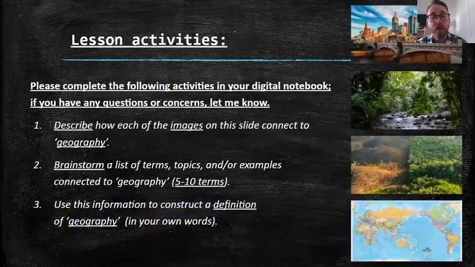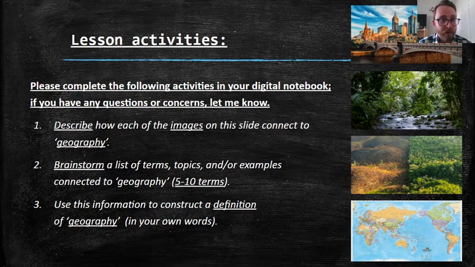But for now, just a quick little intro activity for you guys. Please complete the following activities in your digital notebook. Again, that's your history/geography notebook. If you have any questions or concerns, please let me know. So question 1, these 4 images on the right here, describe how each of these images on this slide connect to geography. So how does that image up there of the city of Melbourne, how does that image just below it of a forest environment, looks like a tropical forest. On the right there, we've got half a forest. Something's happened to the left side of that forest, who knows? And then we've got a map. So just one dot point, one sentence explaining how each of those images is related to geography.